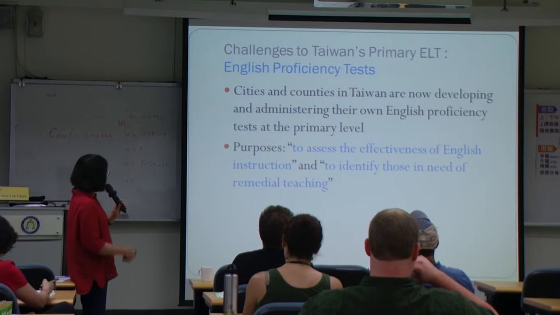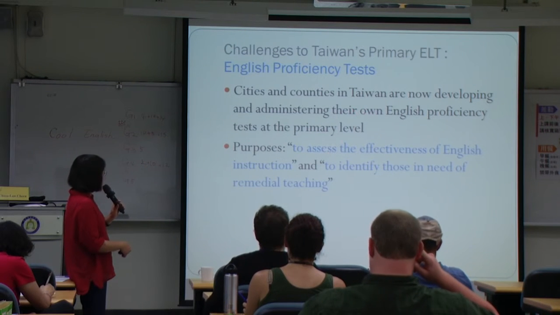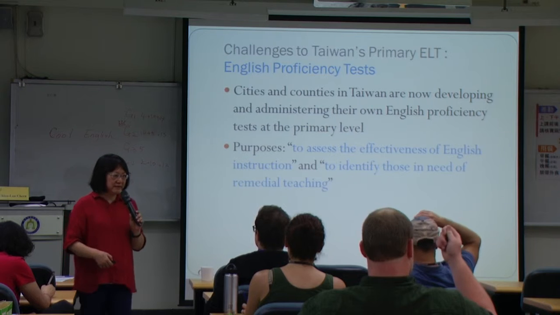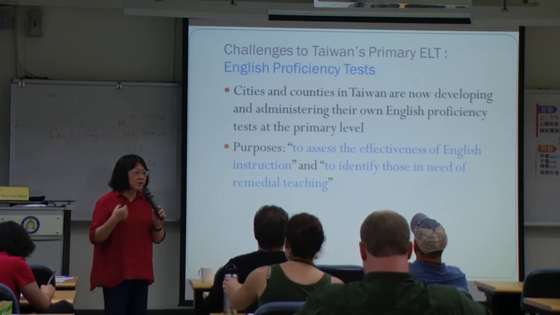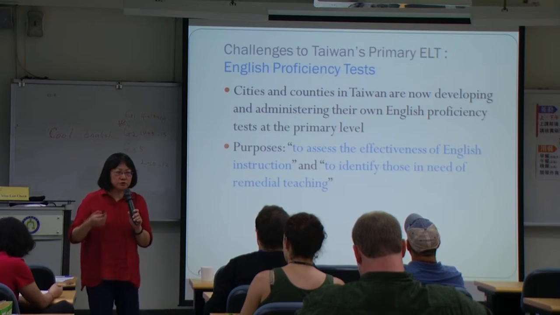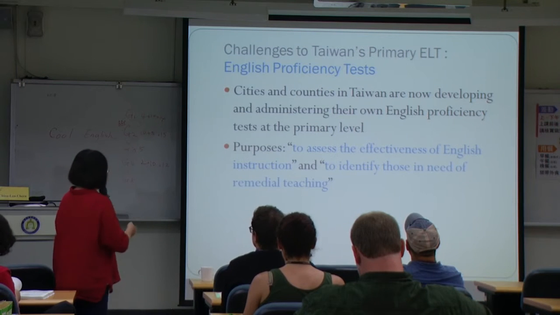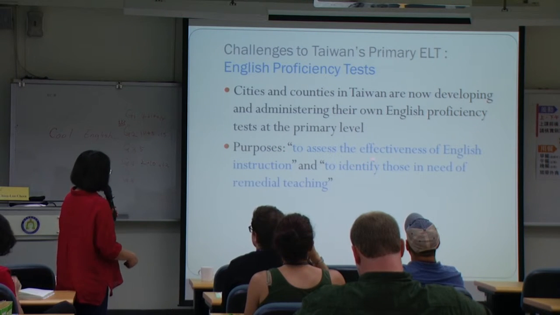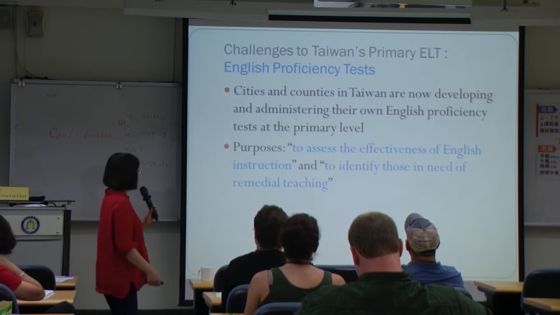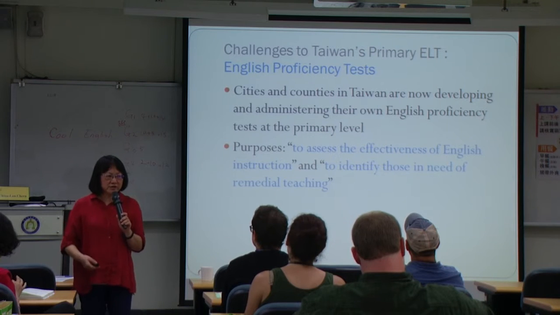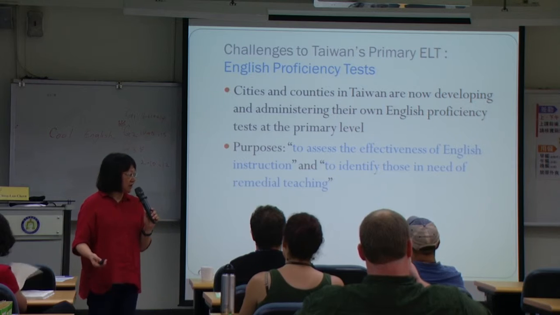English proficiency test. Well, a lot of cities are developing their own proficiency tests because all the city and county education bureaus are so eager to find out where their students' English proficiencies are. So they will develop their own tests. The purpose is to assess the effectiveness of English instruction and to identify those in need of remedial teaching. Right? But too many tests really takes away the motivation, takes away the fun of learning.